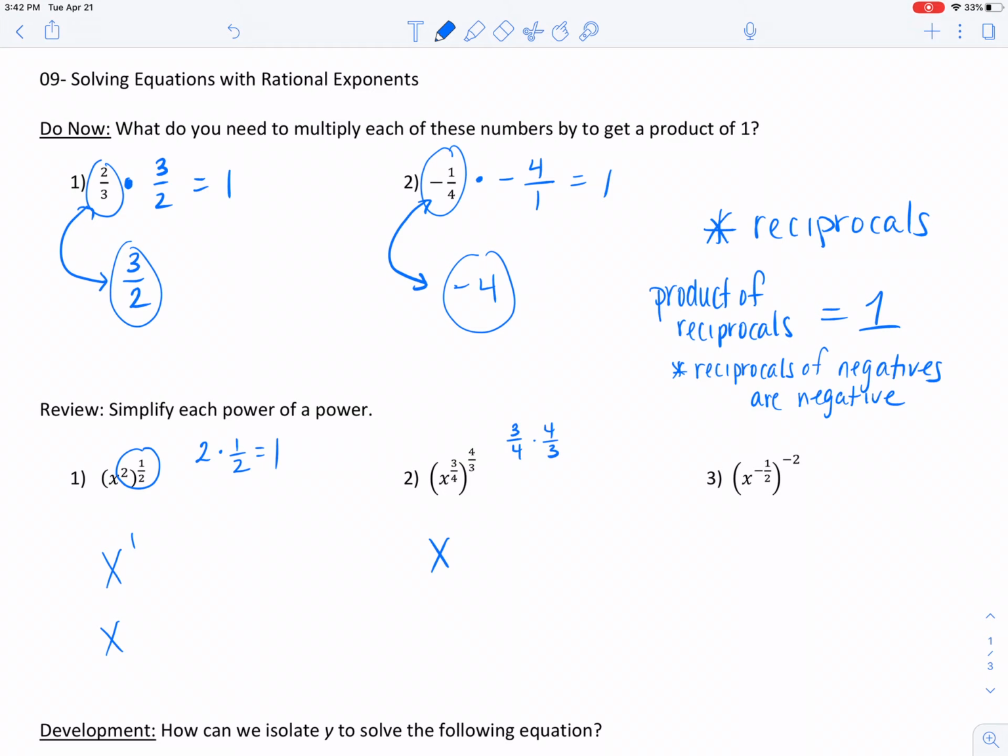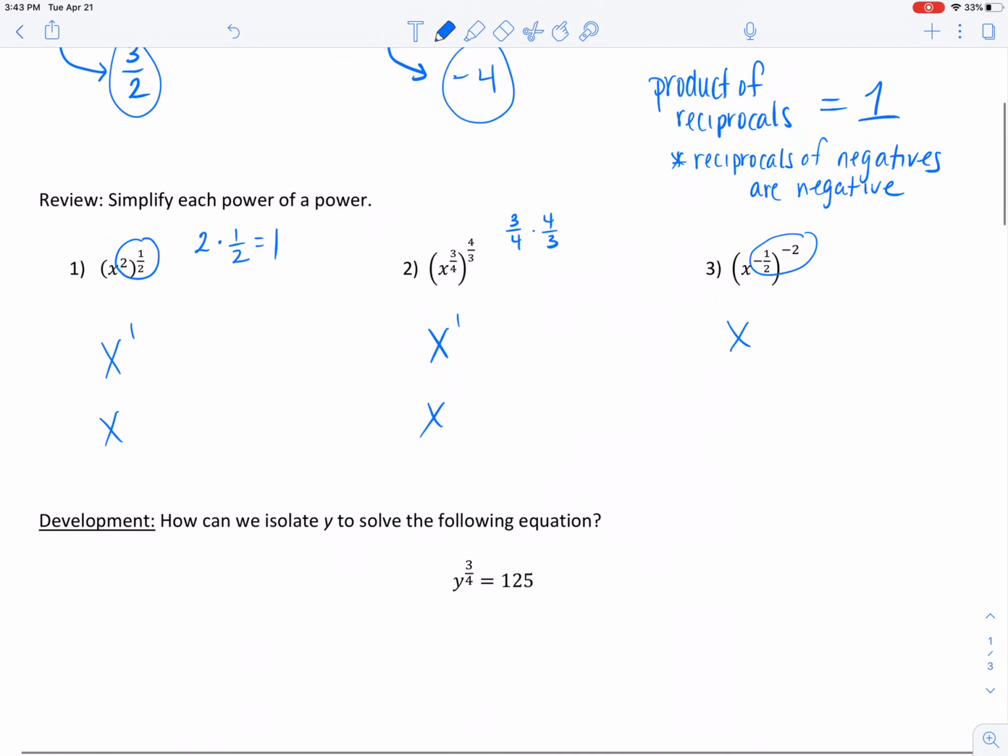Next one, x to the 3/4 times 4 over 3. Again, since they're reciprocals, they give me a product of 1. So we're left with x by itself. And lastly, again, reciprocals, negative 1 over 2 times the negative 2. Again, this is going to result in just x because you got a product of 1, which is x to the first. So using these ideas is how we're going to isolate the y in an equation that looks like this.